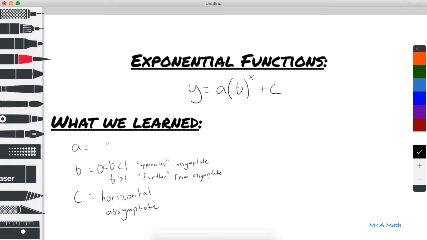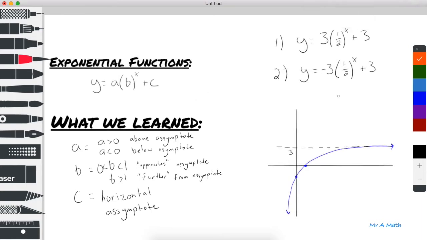And then lastly, a was pretty simple. If a was positive, meaning if it was greater than 0, then the graph lied above the horizontal asymptote. And if a was negative, meaning it's less than 0, it was below the asymptote. So this is a lot of information here, but it's going to be helpful when we're sorting things out. And let's go ahead and do a couple examples to see if you're getting the hang of this.